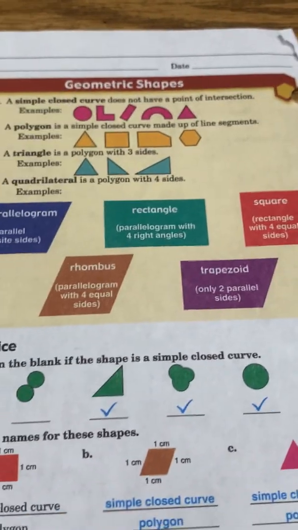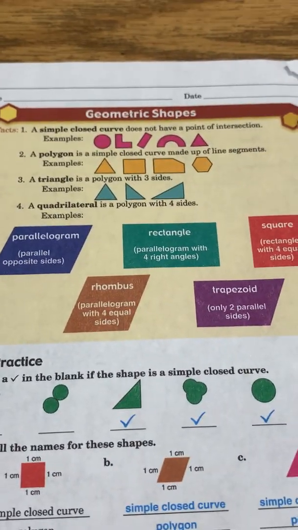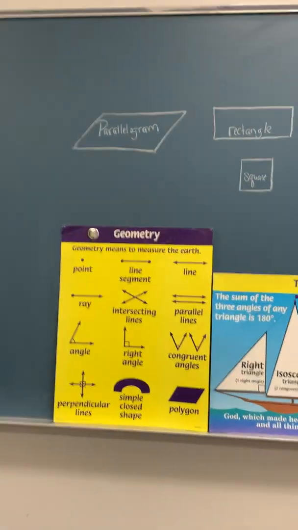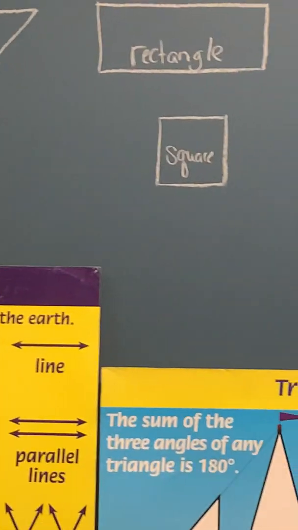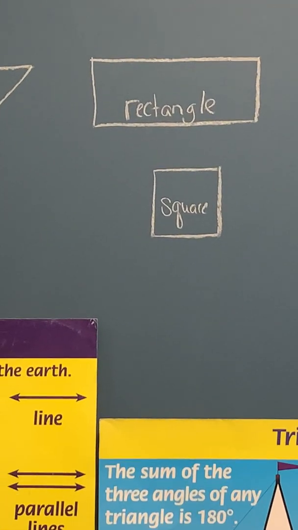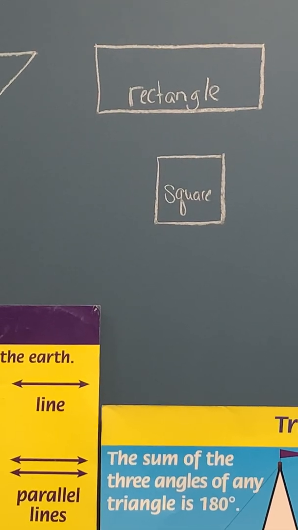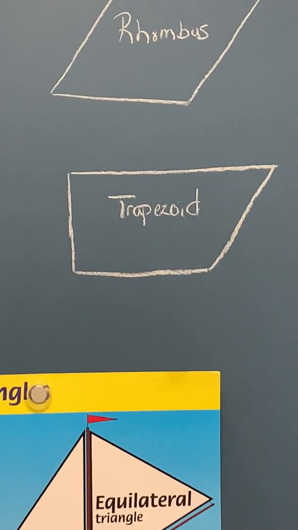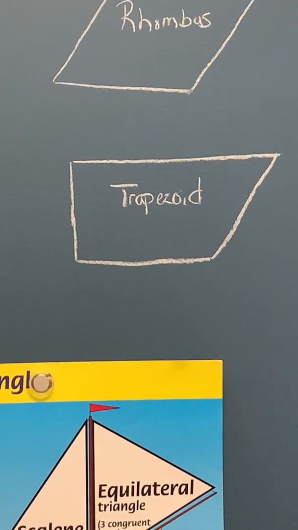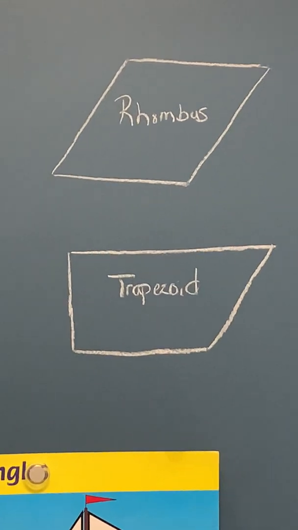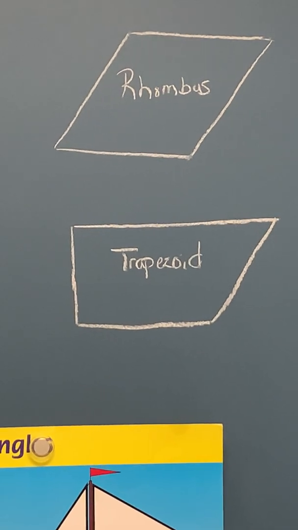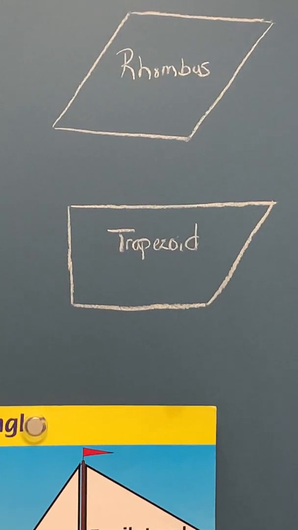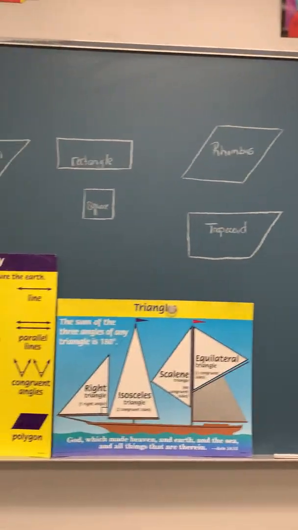So on your page on 269, you have examples, which I drew some on the board as well. Parallelogram, that would be like a leaning rectangle. Then you have the rectangle because the length is longer than the width. The square is exactly the same on all sides. The rhombus is a parallelogram with 4 equal sides. And then you have a trapezoid. It's only 2 parallel sides. See the top and the bottom are parallel, but the other 2 sides are not. So that's the difference in those.